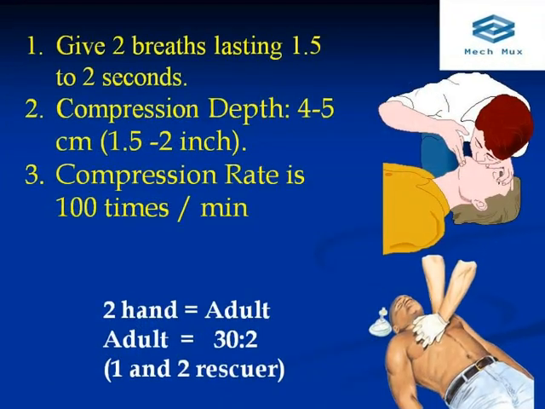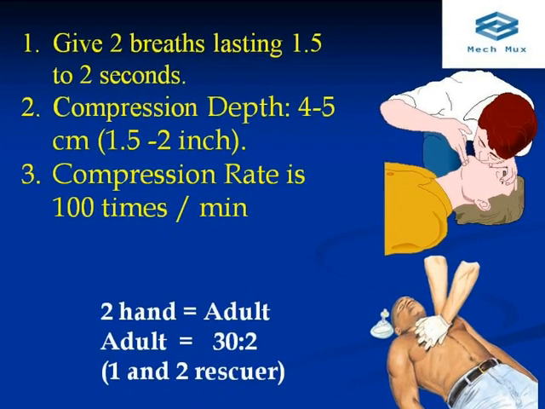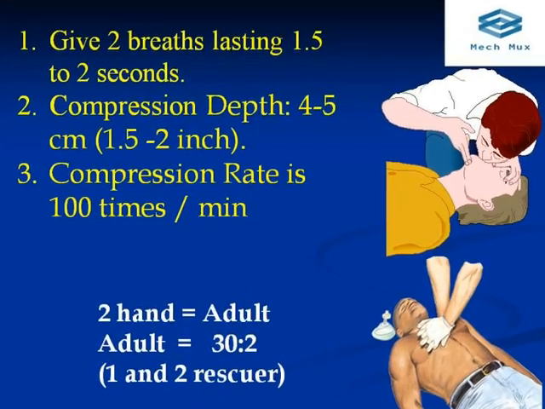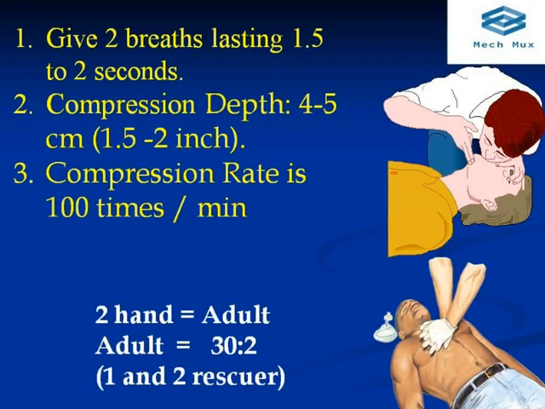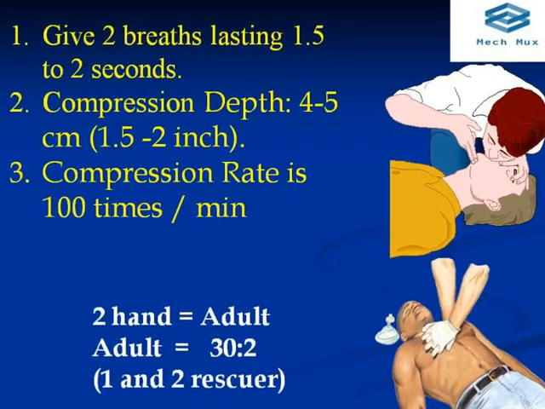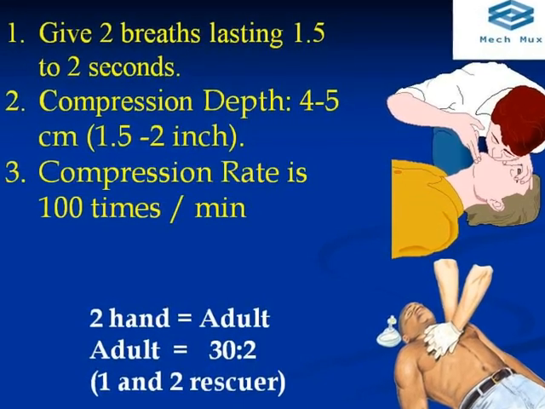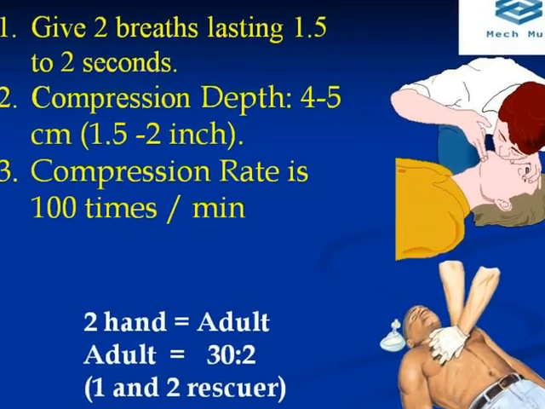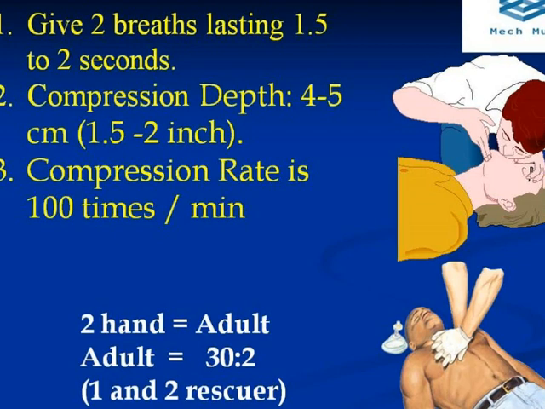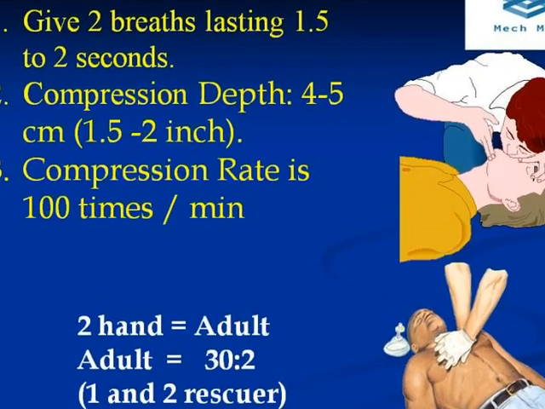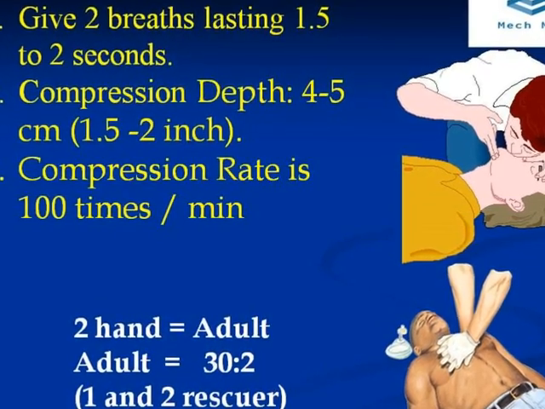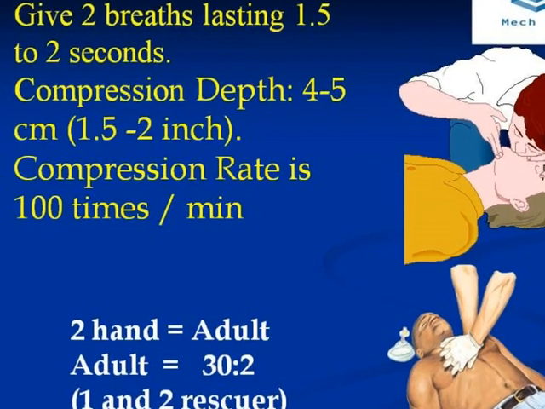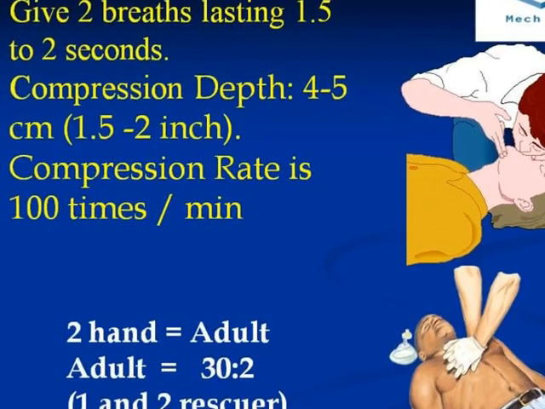First of all, you give two breaths lasting 1.5 to 2 seconds. Then you start compression, and the compression depth should be 4 to 5 centimeters, and the compression rate is 100 times a minute. Means you need to be very quick on it. In 1 minute you need to do it 100 times. This should be very quick. So use two hands for an adult for the CPR, up to 30 compressions.